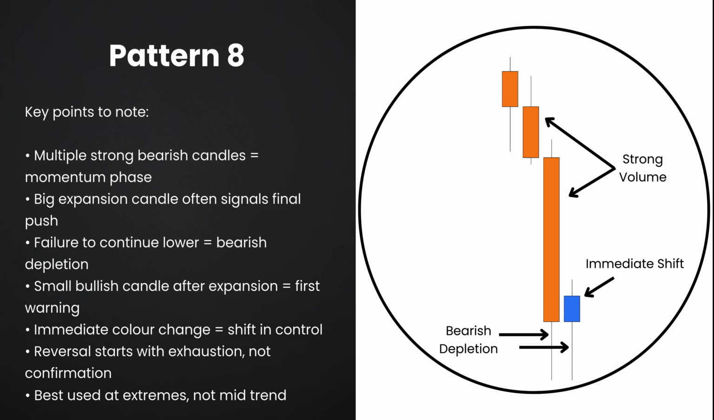Key points to note. Multiple strong bearish candles equal momentum phase. Big expansion candle often signals final push. Failure to continue lower equals bearish depletion. Small bullish candle after expansion equals first warning. Immediate color change equals shifting control. Reversal starts with exhaustion, not confirmation. Best used at extremes, not mid-trend.